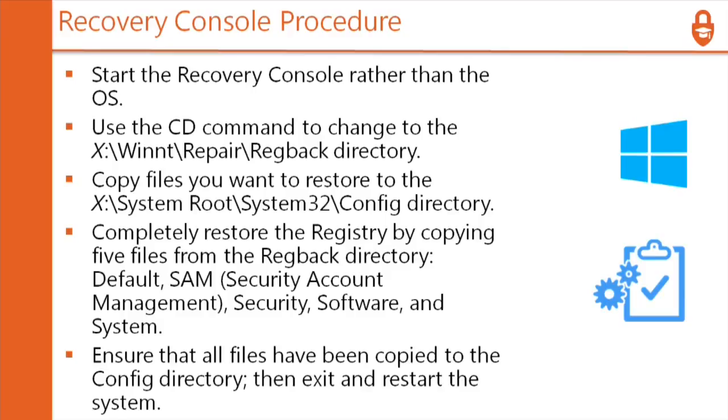Copy the files you want to restore into the directory and completely restore the registry by copying 5 files from the reg backup directory. They are default, SAM, or security account management, security, software, and system. Ensure that all files have been copied to the config directory and then exit and restart the system.